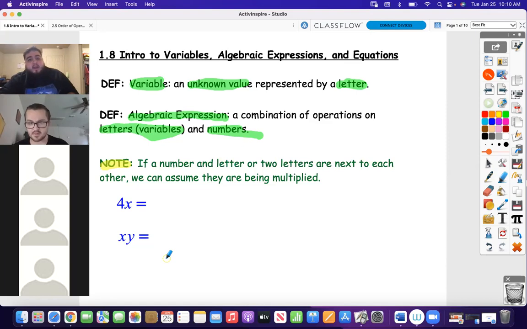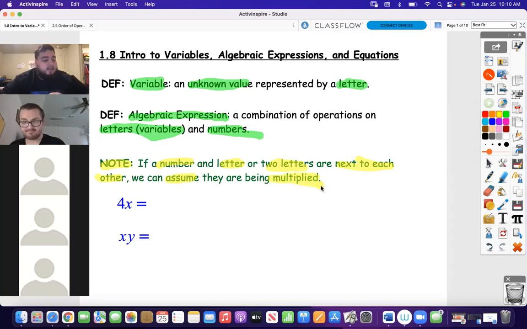So note, if a number and letter or two letters are next to each other, we can assume they're being multiplied. So 4x is the same thing as 4 times x, or 4 parentheses x. So when you see 4x by itself, I need y'all to understand that the implication is they're being multiplied.